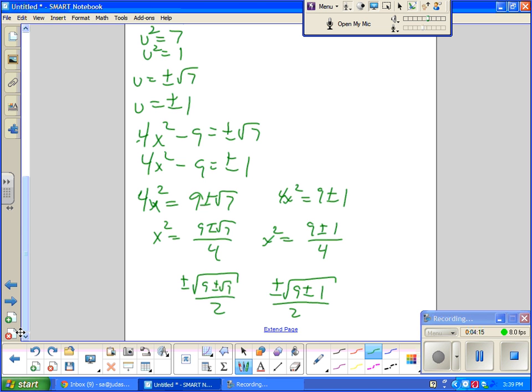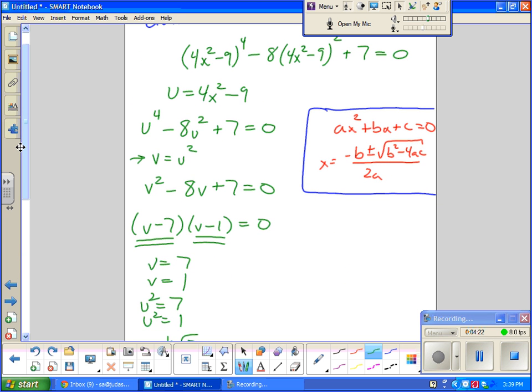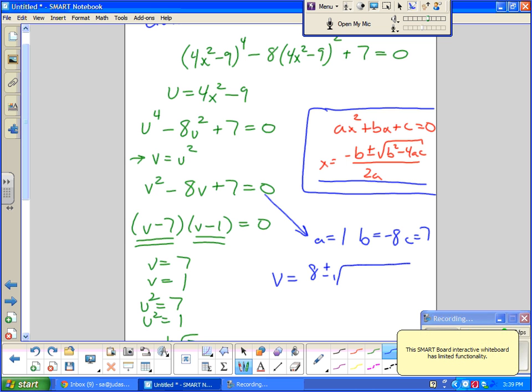This one's solved by factoring. If it doesn't solve by factoring, if I go all the way back up to here, after I did all my substitutions, I can solve for v the same way. I can use the quadratic formula and say, hey, a is 1, b is negative 8, c is 7. And I can use this thing. And I can get v equals 8 plus or minus the square root of 64 minus 28, right?